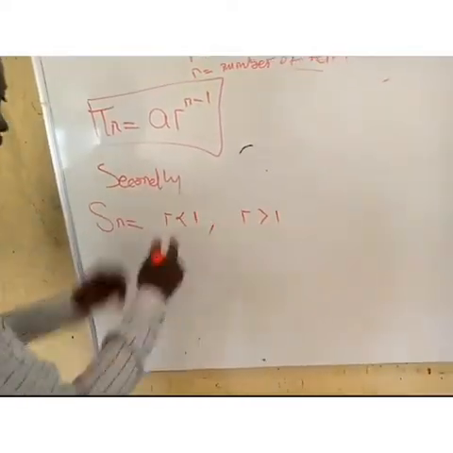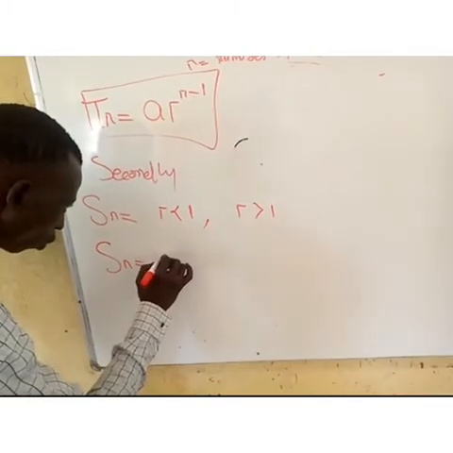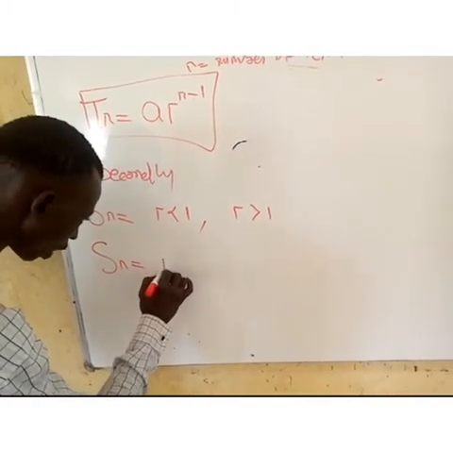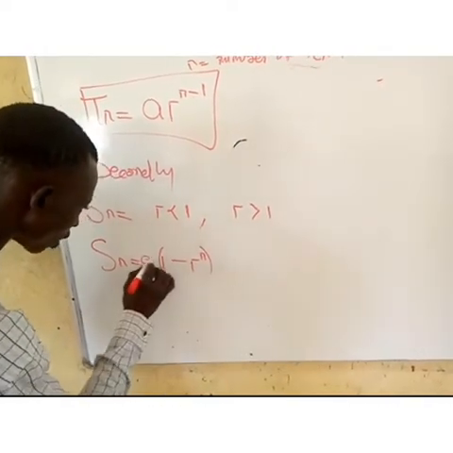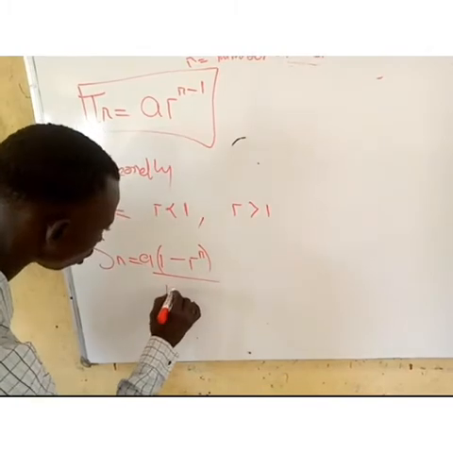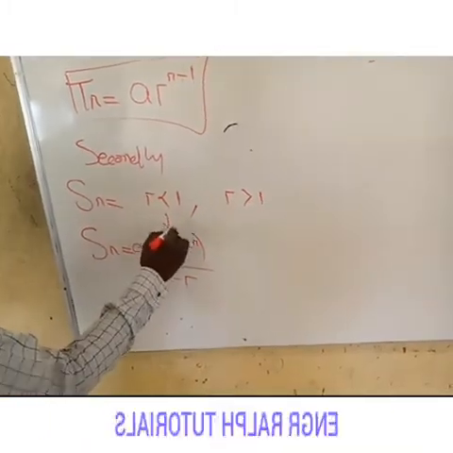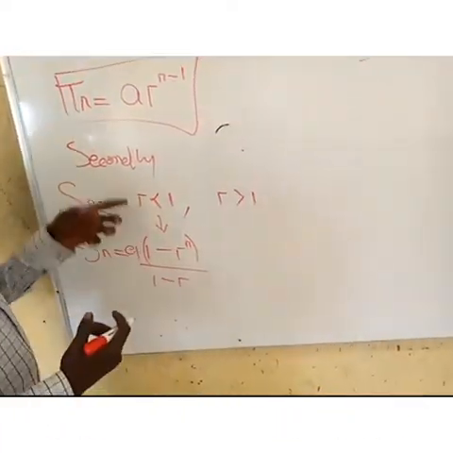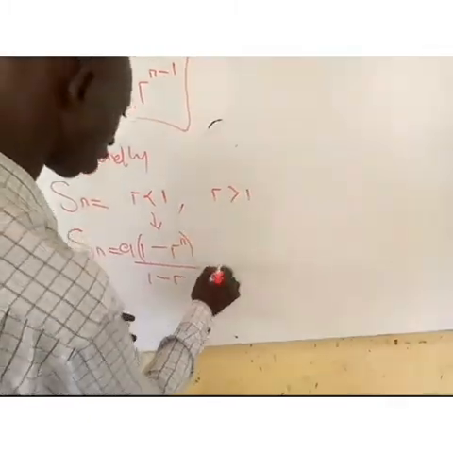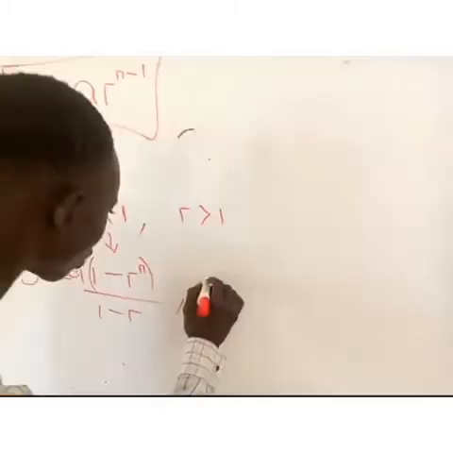Now, the first formula is when R is less than 1. The formula is Sn equals A times (1 minus R raised to the power of n) over 1 minus R. This is the first formula when R is less than 1. If R is less than 1, you subtract R from 1.